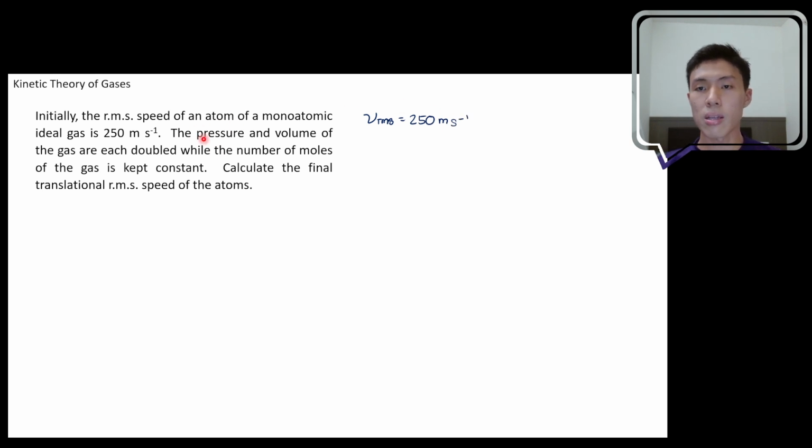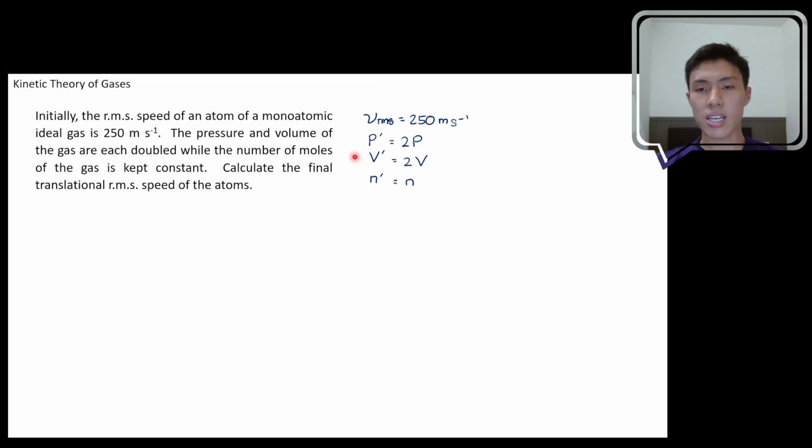That's good. The pressure and volume of the gas are each doubled. So what you're going to see is that the pressure is going to be doubled. So the new pressure will be equal to 2 times the old pressure. At the same time, the volume is also doubled. So the new volume will be 2 times the old volume. While the number of moles of the gas is kept constant. So that means the new number of moles will be equal to the old number of moles, because you don't make any changes to the number of moles of gas.